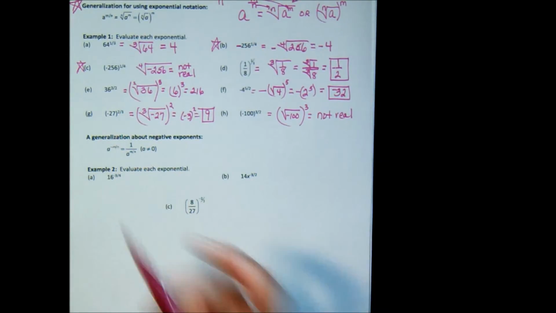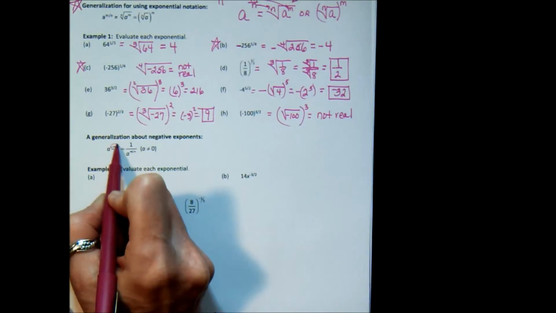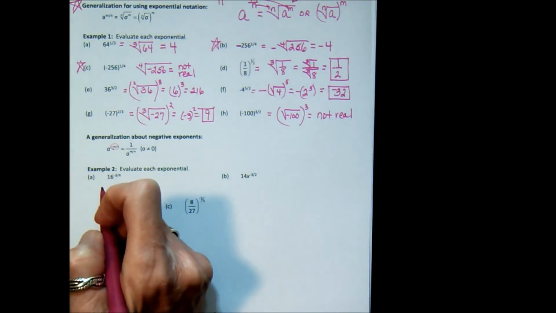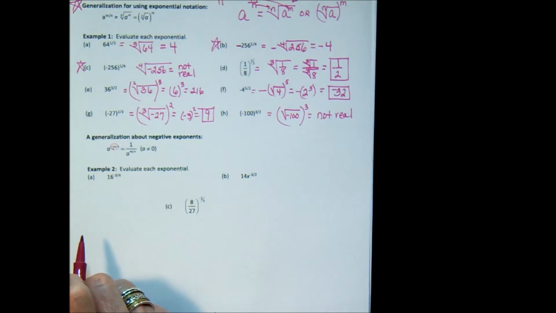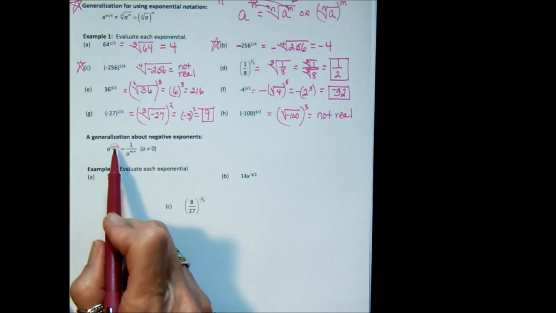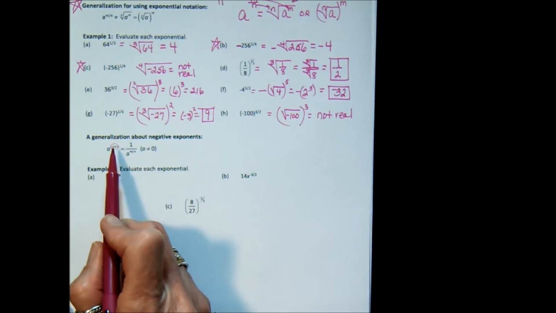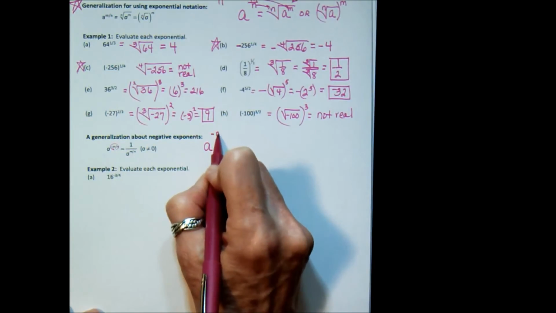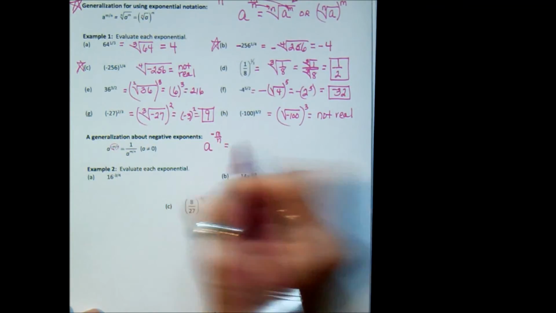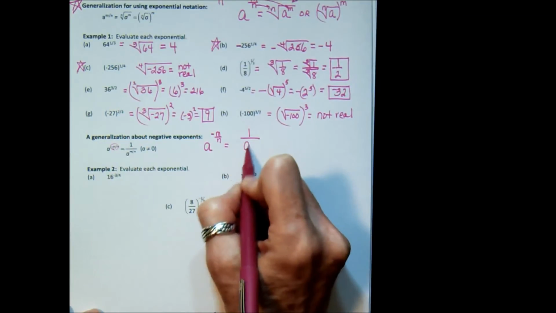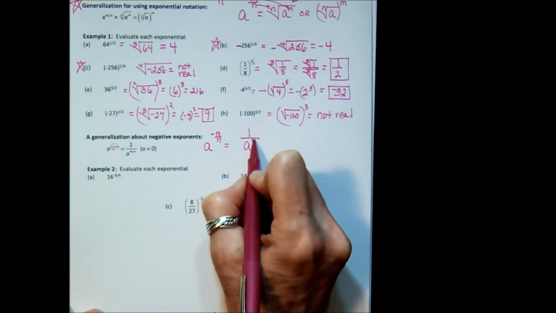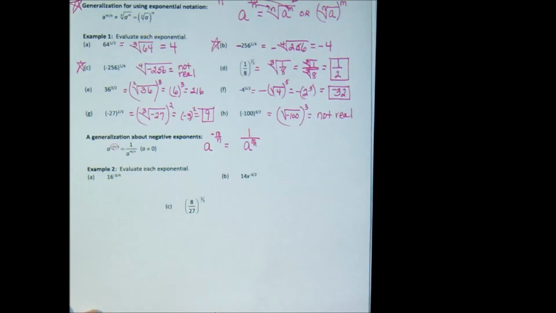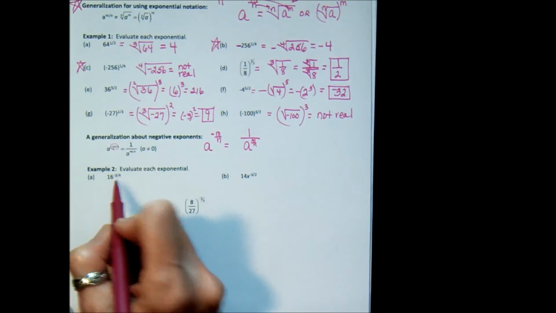Let's look at what happens when the negative sign is actually on the exponent. As you learned with other exponent rules, a negative exponent means the reciprocal of. So if I have something to the negative fractional exponent, it just means 1 over that same something to the positive fractional exponent. So let's try a couple of those.